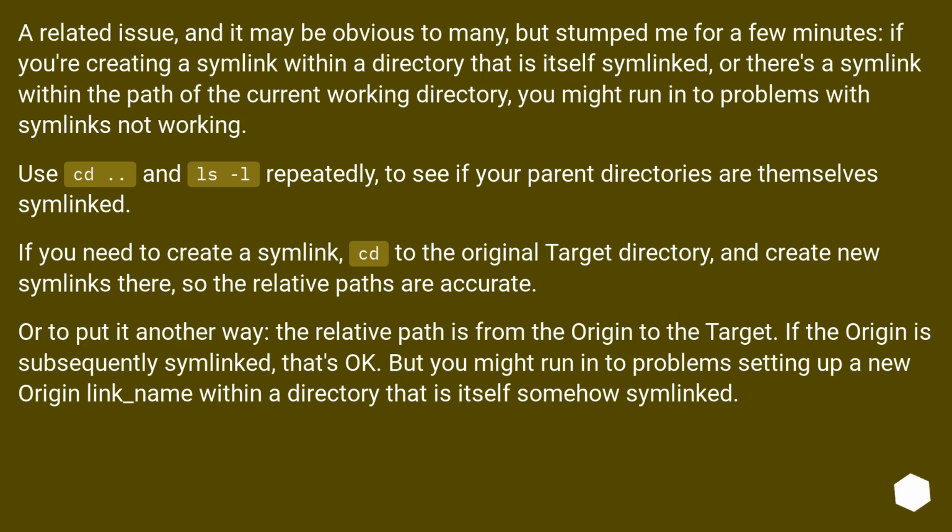If you need to create a symlink, cd to the original target directory and create new symlinks there, so the relative paths are accurate. Or to put it another way, the relative path is from the origin to the target. If the origin is subsequently symlinked, that's okay. But you might run into problems setting up a new origin, link_name, within a directory that is itself somehow symlinked.